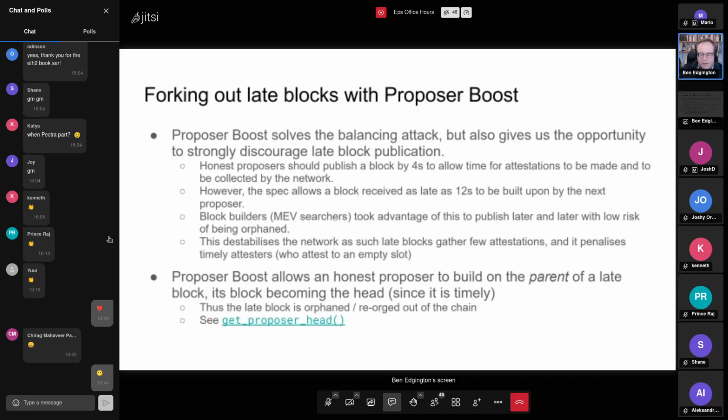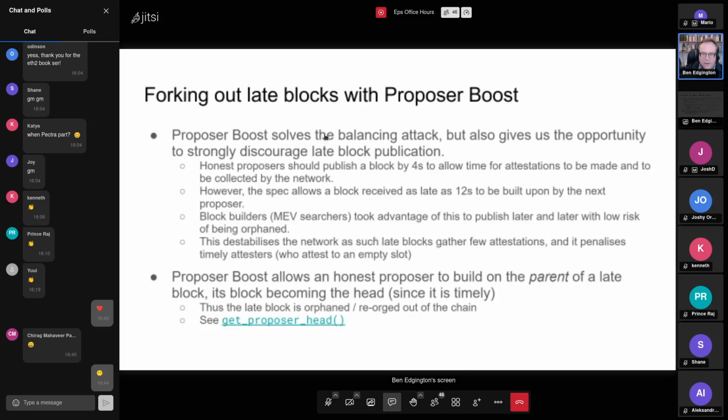There was a time when nodes were demonstrably publishing blocks later and later. The publish time for blocks was creeping even beyond the 4 second mark, 5.5 seconds into a slot. They weren't getting many attestations, but because they were received by the next proposer in time, they were often built on as the head of the chain. Why would people publish blocks late? Well, it's all about MEV, and it's just having the maximum time to gather that sweet order flow and pack it into a block.